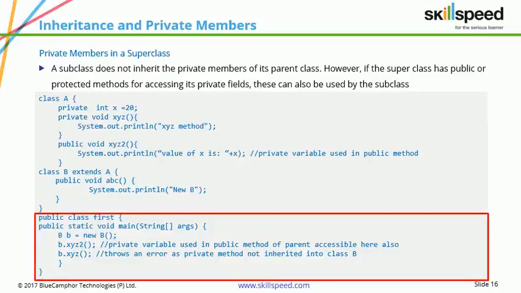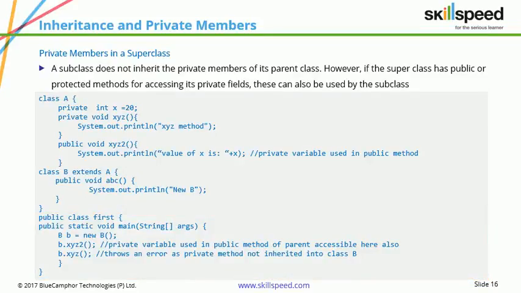However, when I call the xyz2 method, it will be able to execute because we are using a private variable, but the xyz2 method is a public method. But we cannot call the xyz method in the public static void main because it is a private method and we cannot use a private method outside the class. Also, because the private variables and methods of class A are not inherited into the class B.